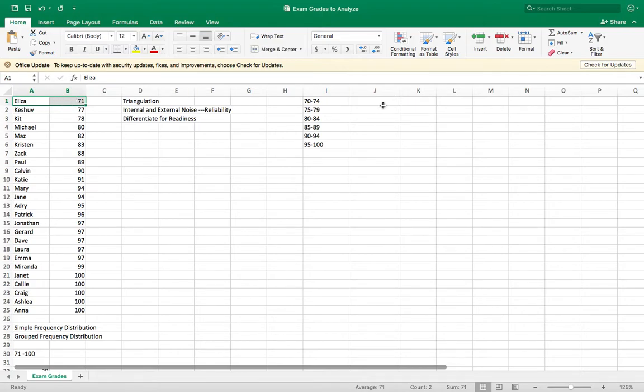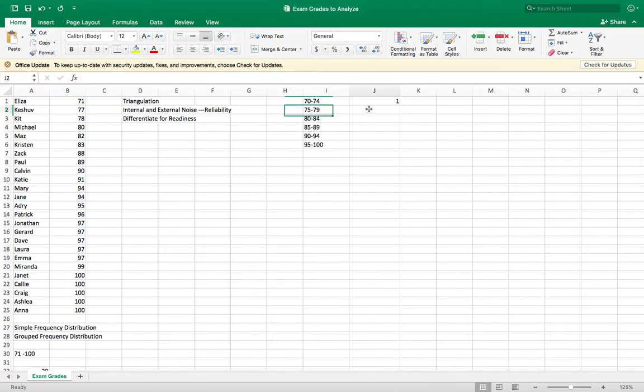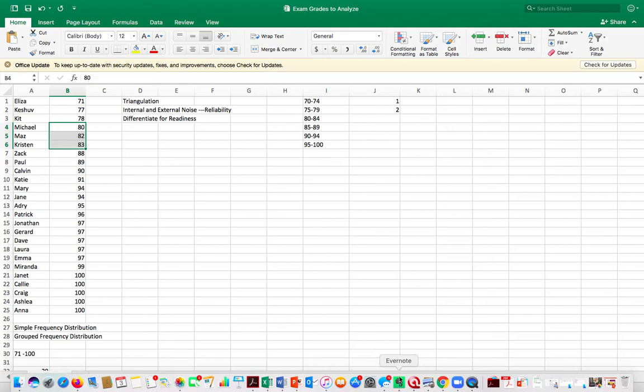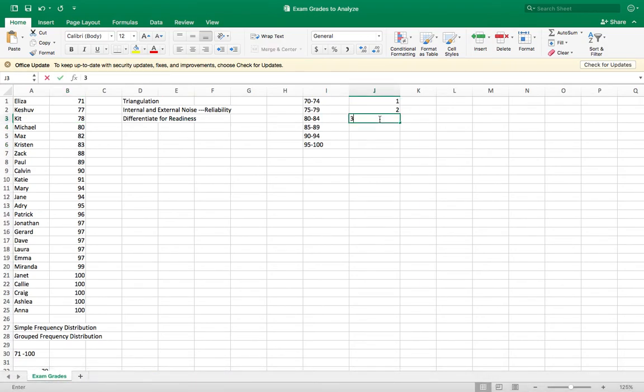So I've only got one student who is in that 70 to 74 range. So I'm just going to put a 1 right here. Now 75 to 79, I've got Keshav and Kit. Let's actually do it this way. Keshav and Kit. Obviously that's 2, right? But again, down here Excel will tell me 2, which is helpful if it's a larger data set. Okay, 80 to 84. I'm highlighting, looking at my count down there, it is 3.